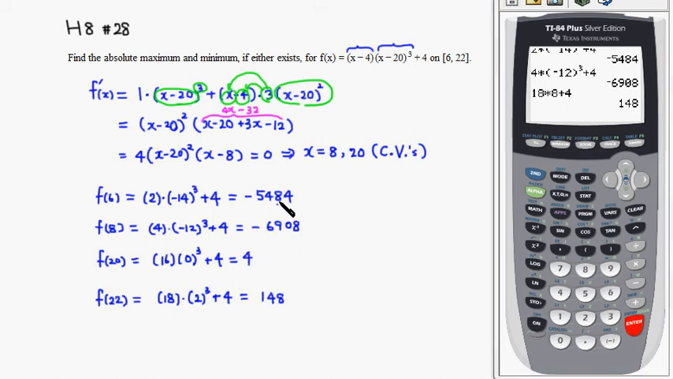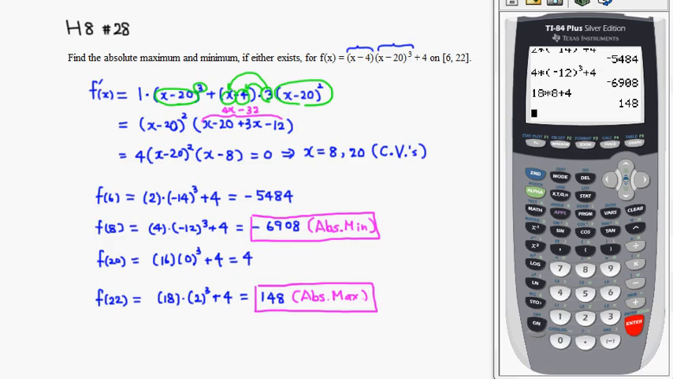So you can see that the absolute minimum is this guy, right here, the smallest, so this is the absolute minimum, which is this guy, and the largest value is 148, so this is the absolute maximum because this is the largest guy.